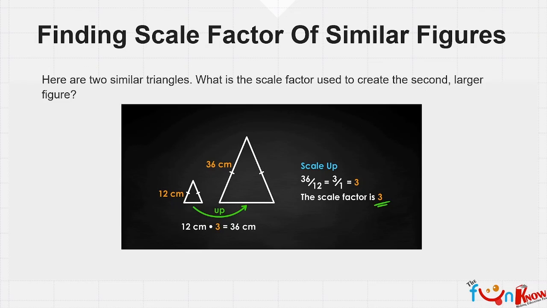If we see, the smaller one is 12, the bigger one is 36, as given. So 12 ones are 12, 12 twos are 24, 12 threes are 36, so 12 into 3 is 36. So the scale will be 36 divided by 12. We can further divide it, and after division you will get 3 by 1. That is, the scale factor over here is 3. And just because the scale factor is greater than 1, I can write scale up. Scale up itself says greater than 1. That's it for the day, students. Thank you.